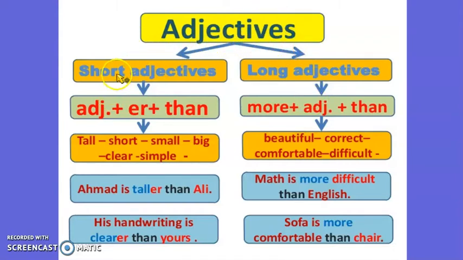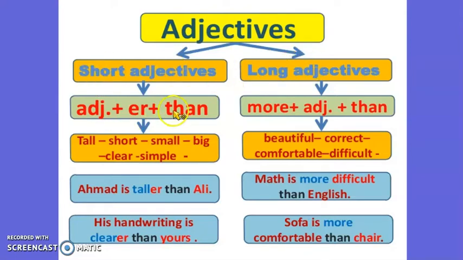Okay, what are the short adjectives? The short adjectives are adjectives with one syllable. For example, cold, hot. What about the long adjectives? The long adjectives are adjectives with two syllables or more than two syllables. For example, beautiful, difficult, exciting, interesting.